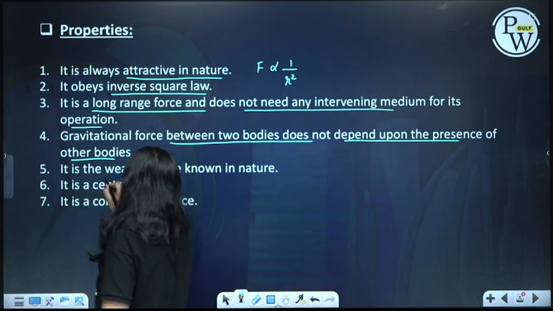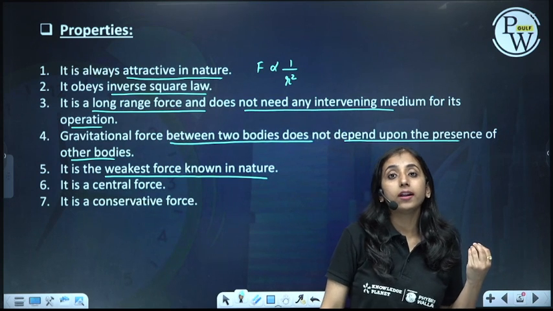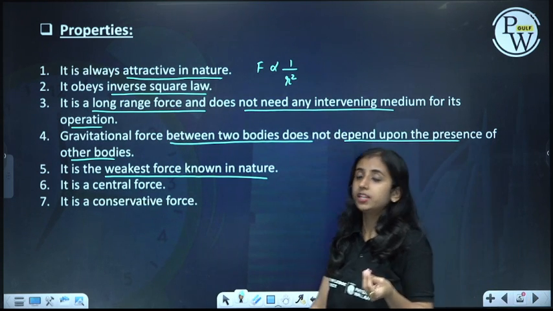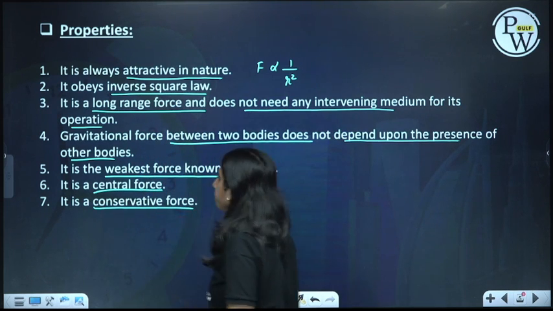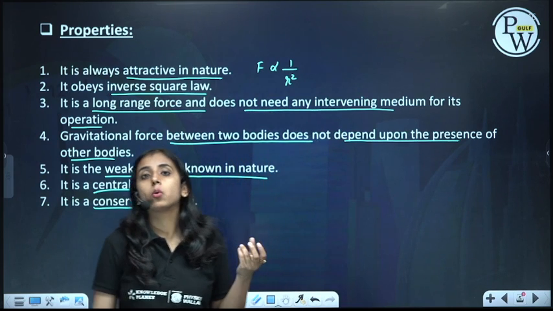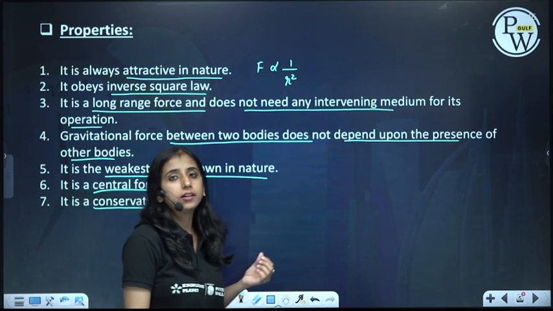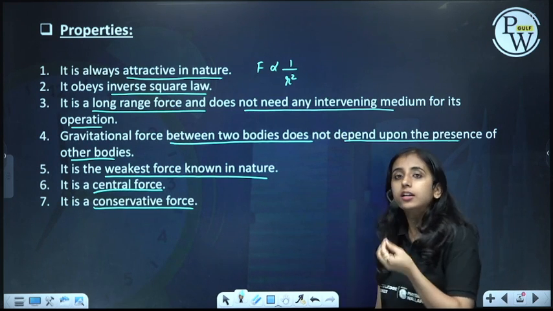It is the weakest force known in nature. All other forces are stronger than gravitational force. It is a central force and it is also a conservative force. What is a central force? One which acts along the line joining the centers of two particles. So gravitational force is a central force. It is also a conservative force.